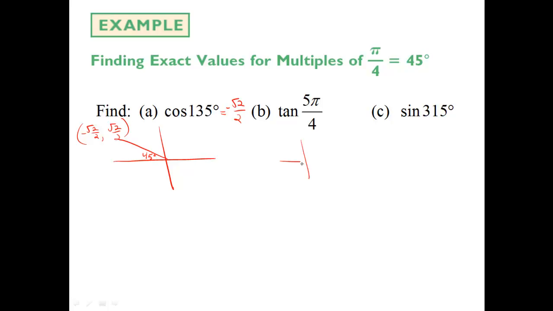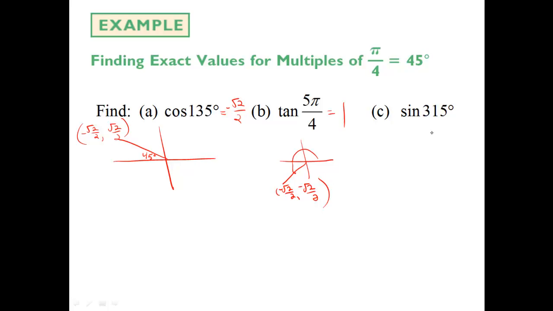Tangent of 5 pi over 4. Well, where is 5 pi over 4? 4 pi over 4 would be all the way over here to pi, and so I would go one more pi over 4 here. So I would be the 45 degree angle in the third quadrant, since both the x and y coordinates are negative in the third quadrant. I would have this ordered pair, and tangent is y over x, so I've got the same thing over the same thing, and they're both negative, so that tangent is positive 1.